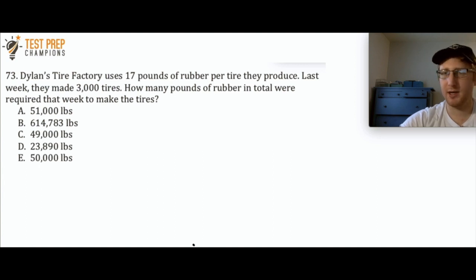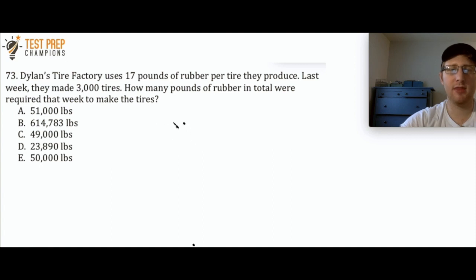Give this one a shot, and when you're ready, unpause the video, and we'll go over how to do it. And whether you get it right or wrong, I don't care. It's all about the knowledge right now. So give yourself a chance to try the question without the pressure of getting the answer right or wrong. Okay, so let's go over this.